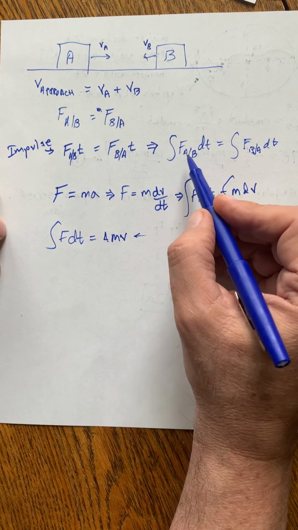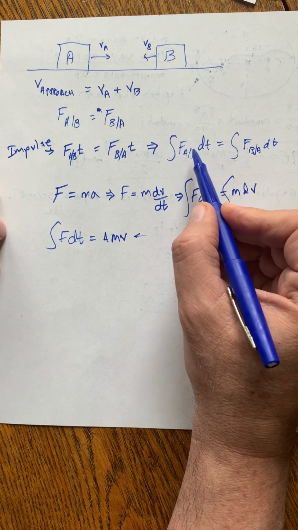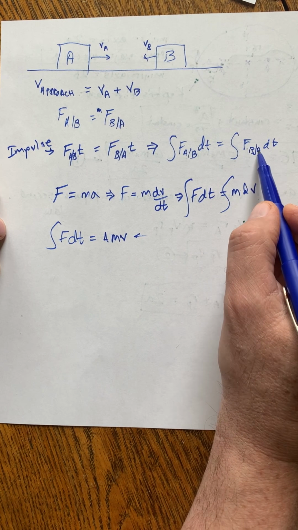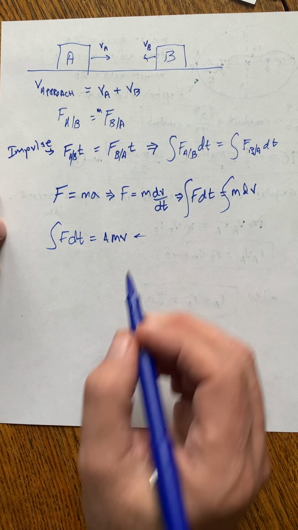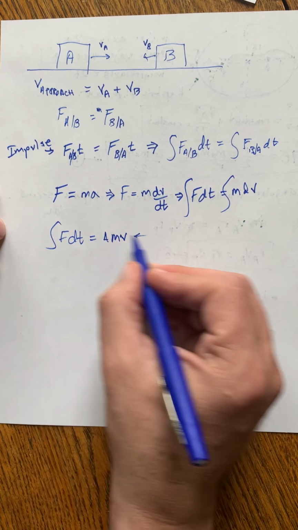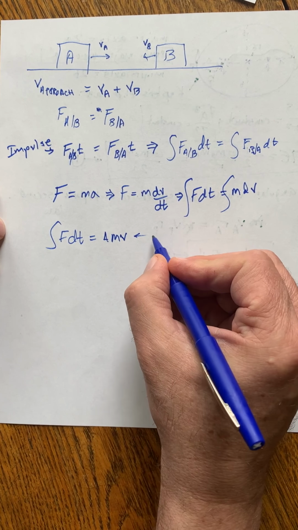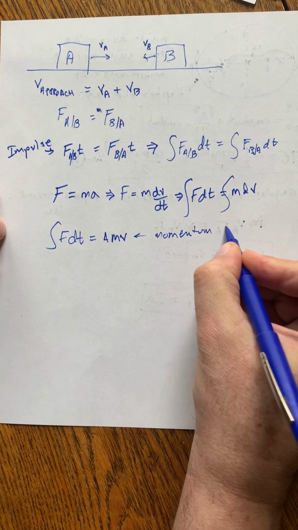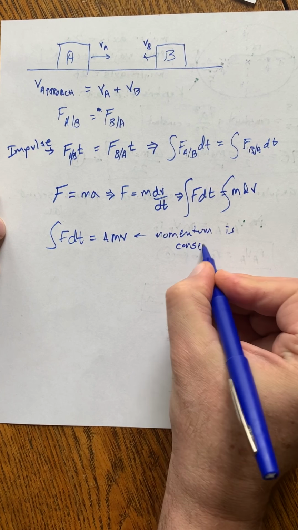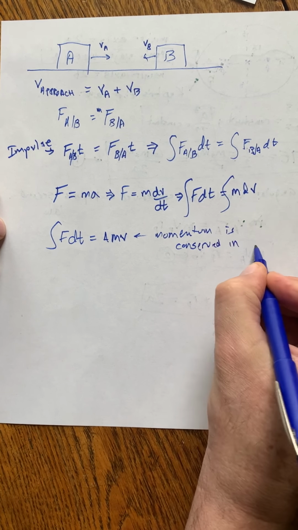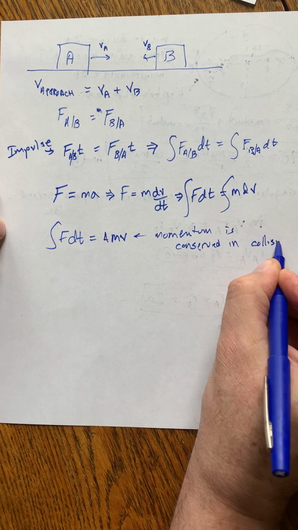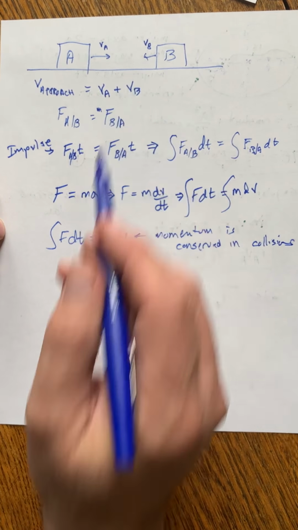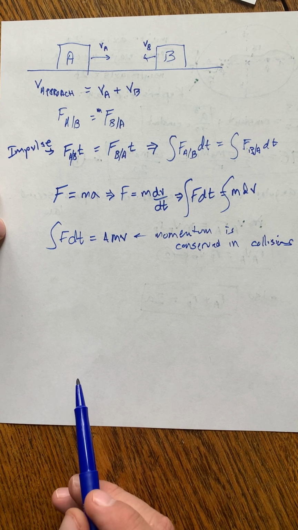What this tells us up here is the change in momentum on B due to the force of A is equal to the change in momentum of A due to the force of B. So this impulse-momentum relationship is what tells us that momentum is conserved in collisions. The only exception to that would be if there was an impulse from the outside.